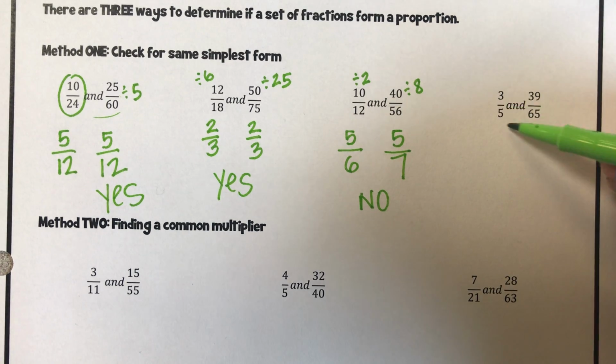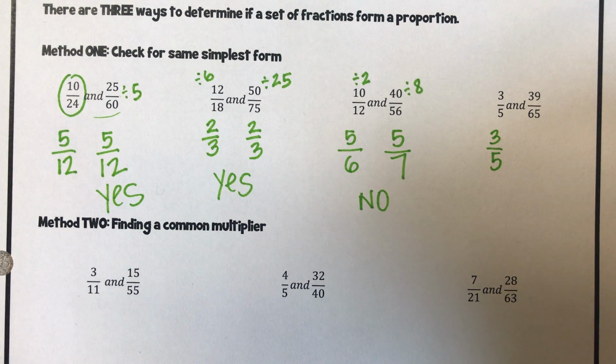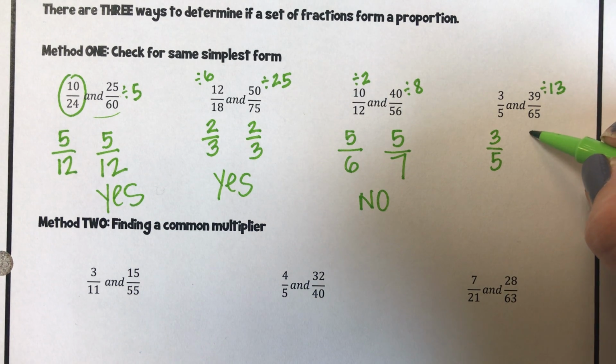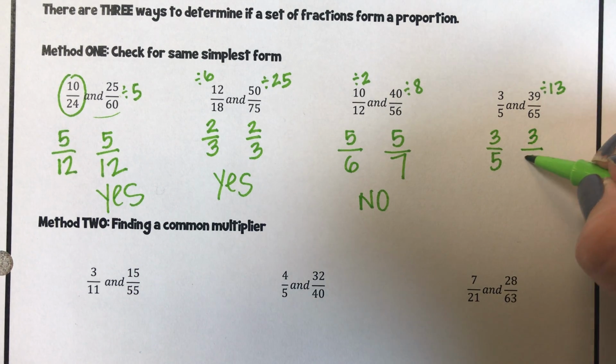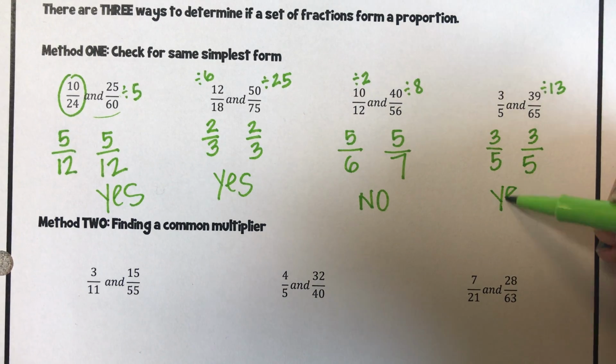Okay, 3 over 5. This one is already in simplest form. 39 and 65. What are they both divisible by? 13. 39 divided by 13 is 3. 65 divided by 13 is 5. So these would be a yes.